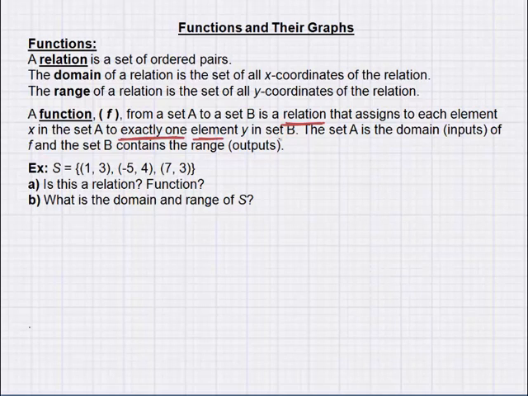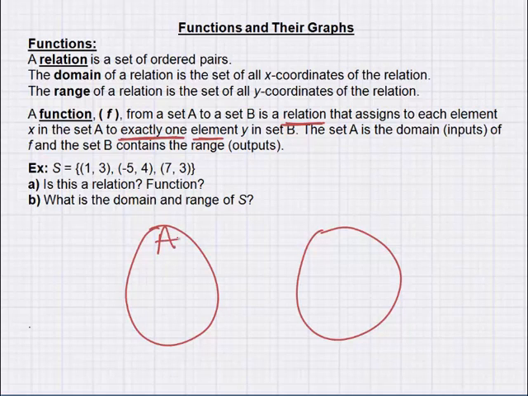So the easiest way to think about it, I think, is to look at it like this. Here's set A, here's set B. Set A has to get matched up with set B, like this. But it gets matched up in a specific way so that each element in set A gets matched to exactly one element in set B. Now, if that happens, this particular relation is then a function.